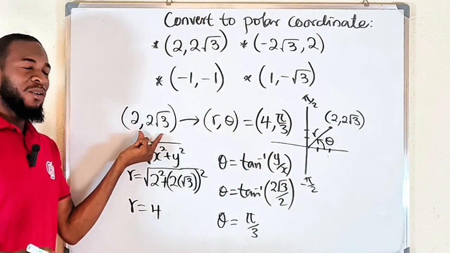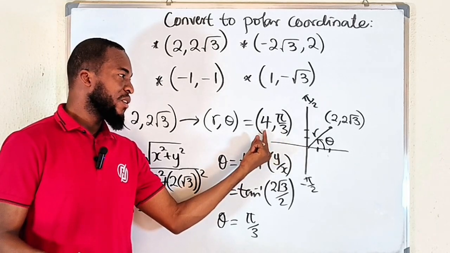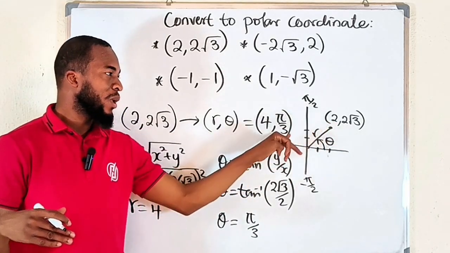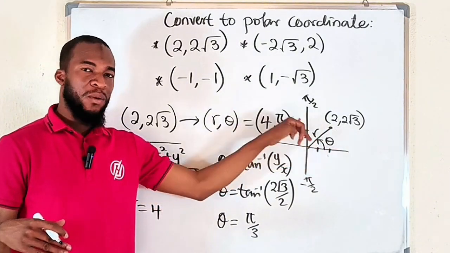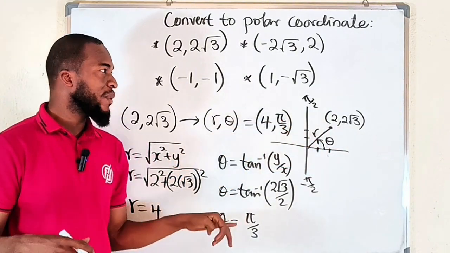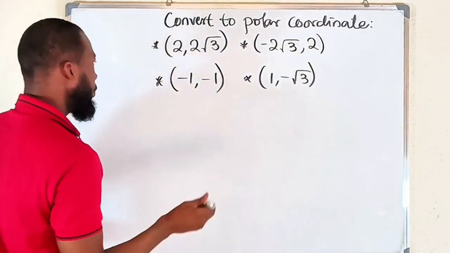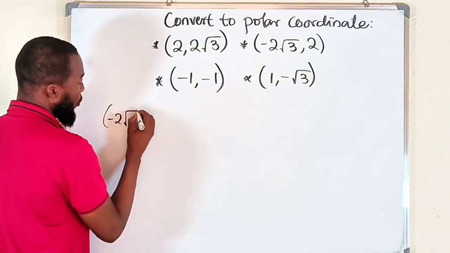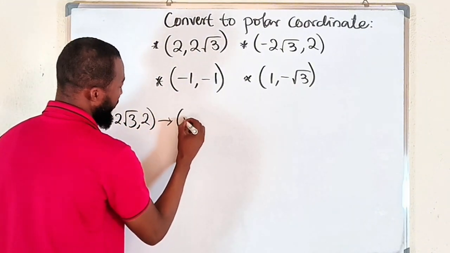So this is rectangular coordinate, while this is polar coordinate. The radial distance from the origin, the pole, to the point is 4 units, while the angle subtended is pi divided by 3. Let's move on to the second problem. We would like to convert (negative 2√3, 2) into polar coordinates.